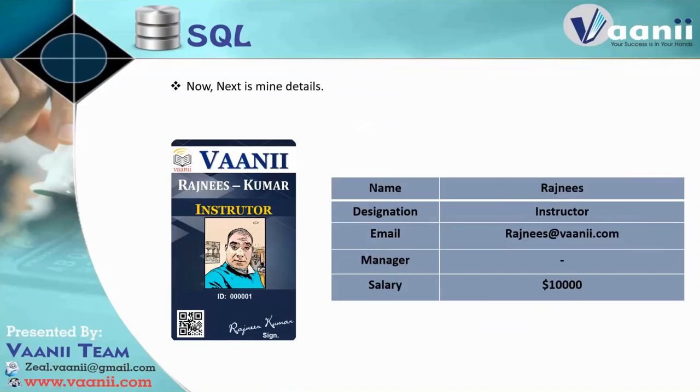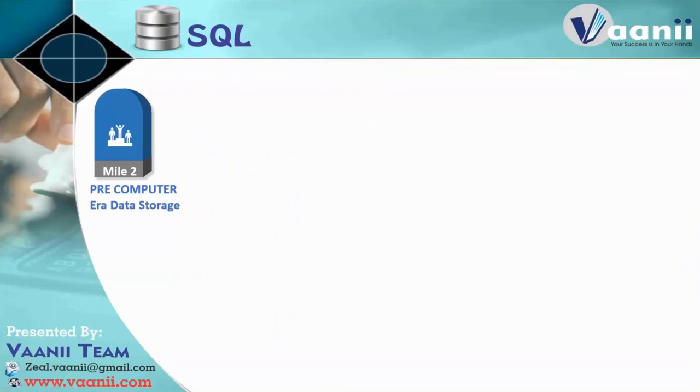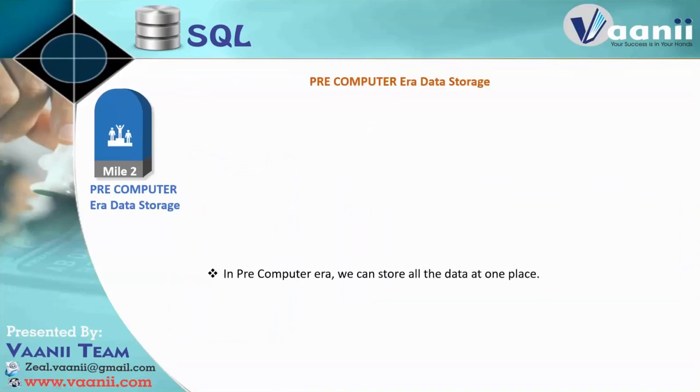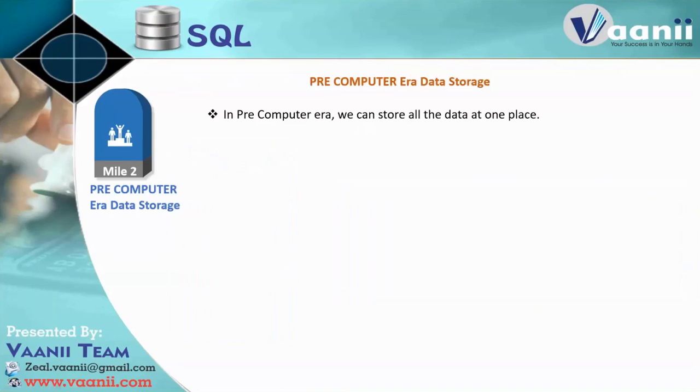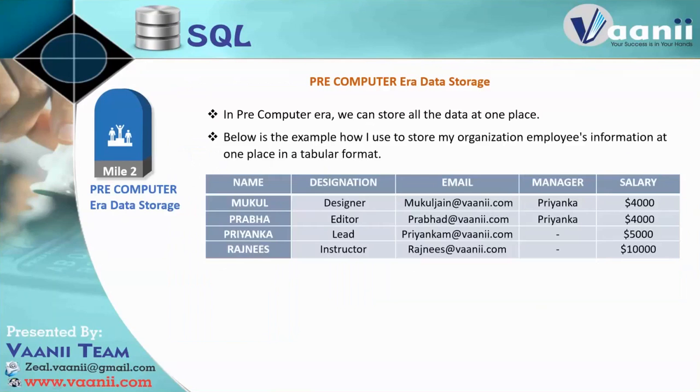So let's talk about how it can be stored. In the pre-computer era, we were just writing in a journal or notebook, or for transactional data, a ledger or journal. Here you can see we can just store it in a notepad like this. Now if I need to calculate a bonus, or how much total salary I need to pay all these four people, management has to calculate it manually, right?